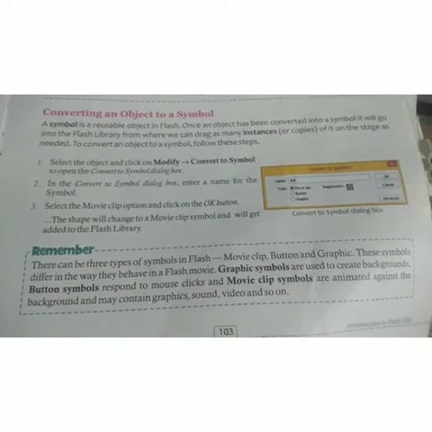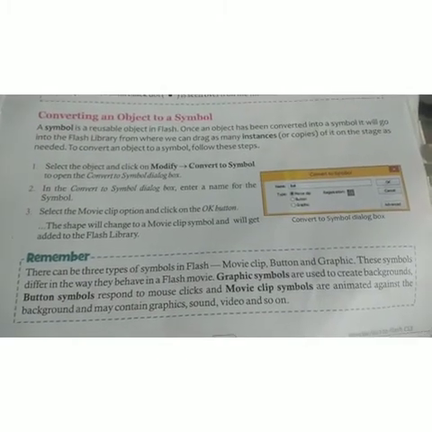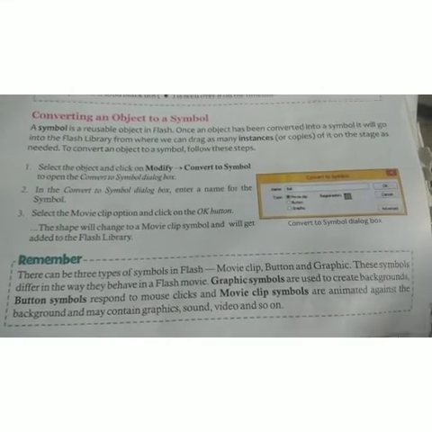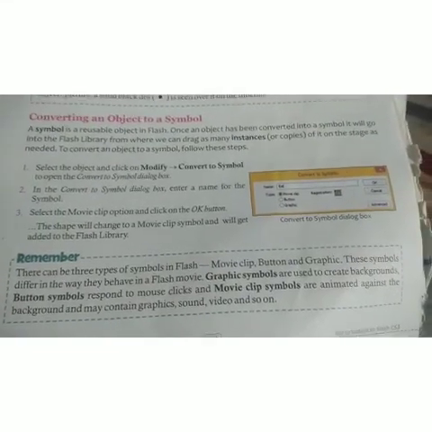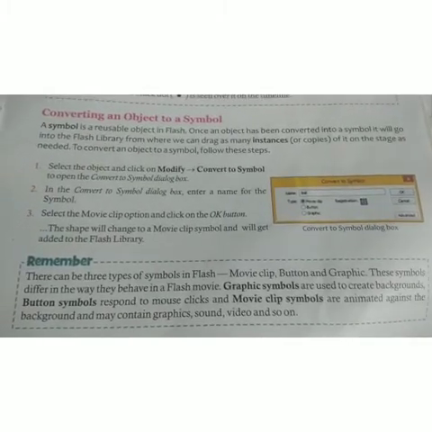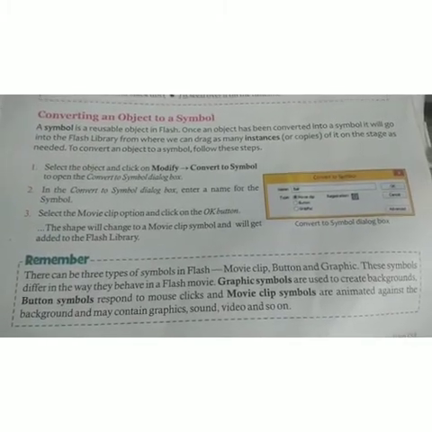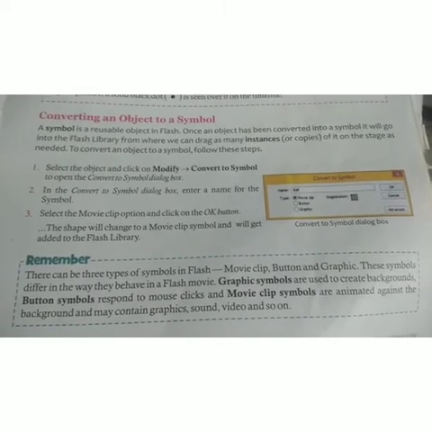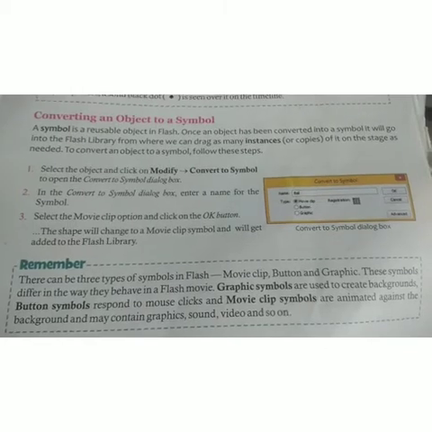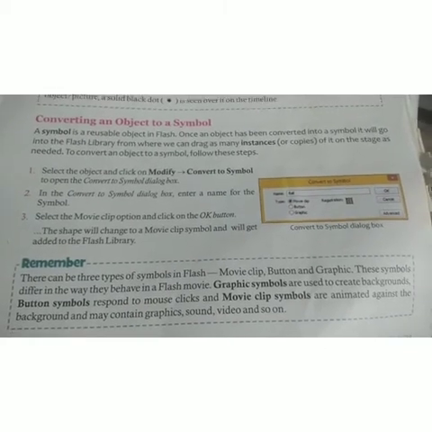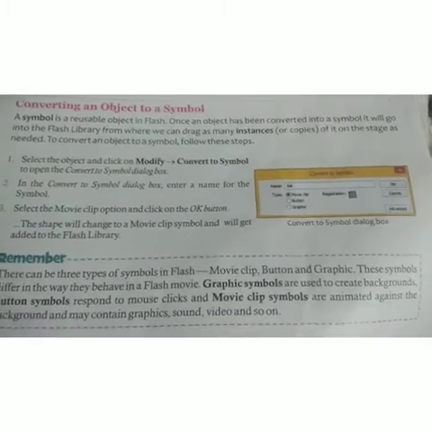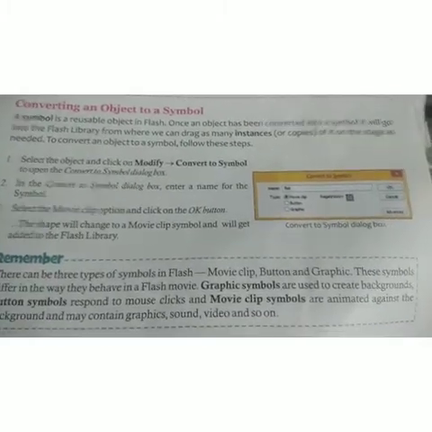To convert an object to a symbol, follow these steps. First, select the object and click on Modify, Convert to Symbol, to open the Convert to Symbol dialog box. Second, in the dialog box, enter a name for the symbol. Third, select the movie clip option and click on the OK button. Then the shape will change to a movie clip symbol and will get added to the Flash library. Now see the Convert to Symbol dialog box.